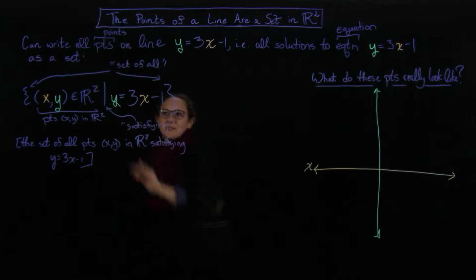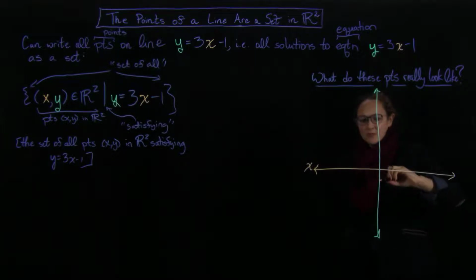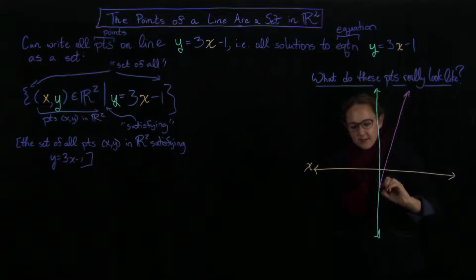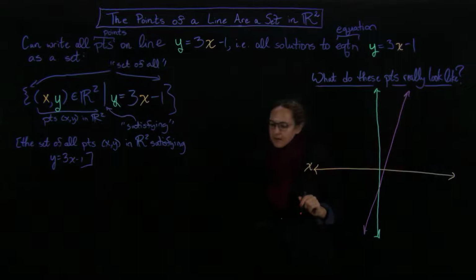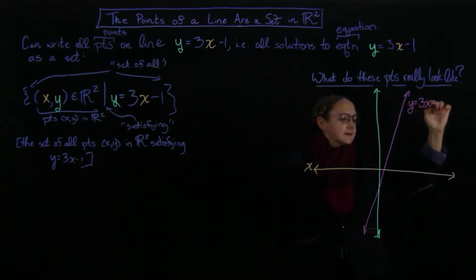This gives us the intercept and the slope. So we know that this goes through minus 1. It has a slope of 3, so it's steep. And it's a positive slope, so it slopes upward as we move to the right. So the equation here is y equals 3x minus 1.